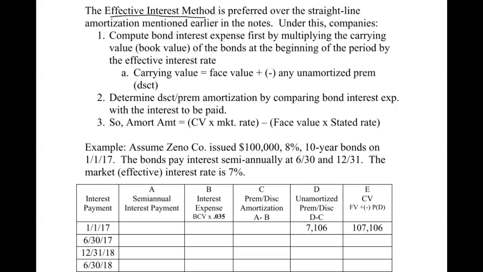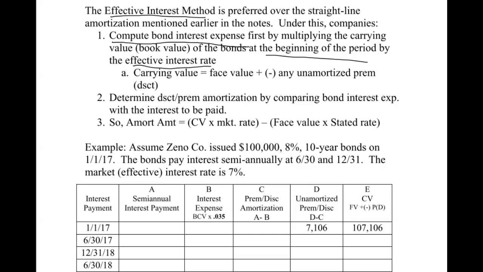Now notice up here, the first thing we're going to do is compute bond interest expense. Well, I guess technically we would calculate the interest payment first because we would do that at the beginning of the problem. So how do we do that? We compute bond interest expense by multiplying the carrying value at the beginning of the period by the effective interest rate. Remember, effective rate, market yield, effective yield is all the same thing. Meaning you're going to multiply the beginning of the period carrying value times the market rate.